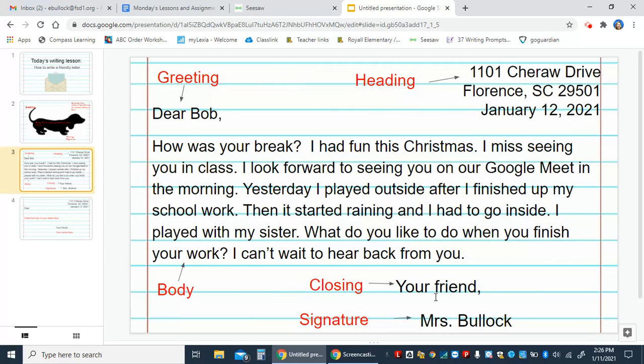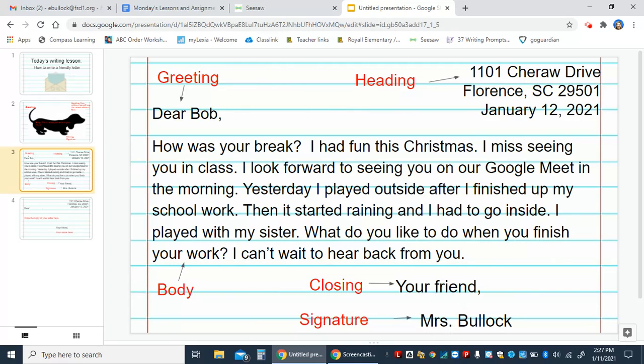So I wrote my letter to my friend Bob. You're going to get a name from your teacher of a student in your class, a friend in your class, and you're going to write a letter to that person. When everybody turns in their writings, then Miss Bullock will share them, or your teacher will share your letter to the person you wrote it to. And guess what? You're going to write back on Thursday. Doesn't that sound like fun?